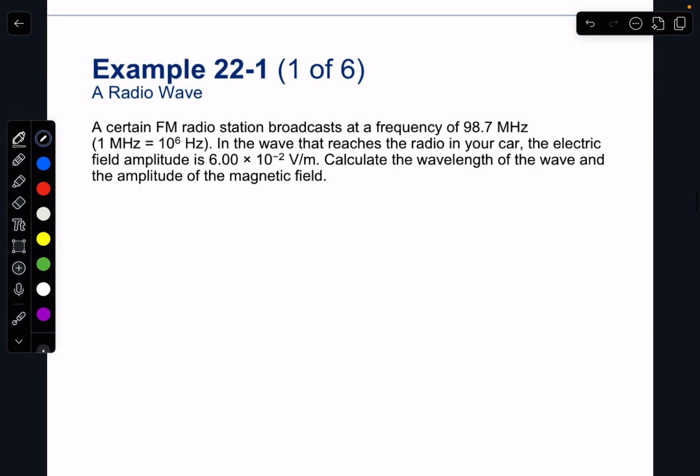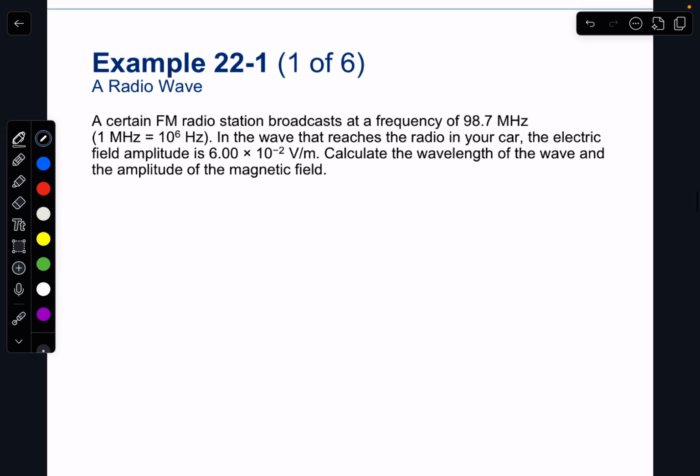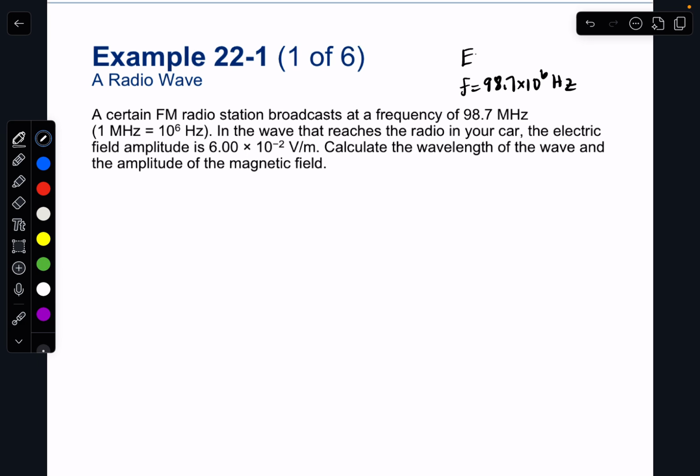So let's do an example that'll just help us get familiar with the terminology and some of these equations that we've been looking at. Let's say we have a radio station that broadcasts at a frequency of 98.7 megahertz. 1 megahertz is 10 to the 6 hertz, so f is 98.7 times 10 to the 6 hertz. That wave reaches the radio in your car, and the electric field amplitude of that wave is 6 times 10 to the minus 2 volts per meter. Can we calculate the wavelength of the wave and the amplitude of the magnetic field?